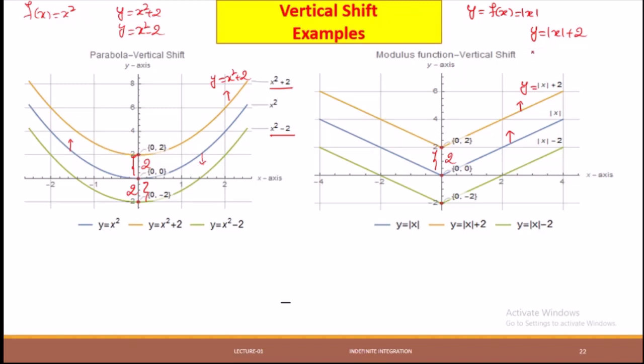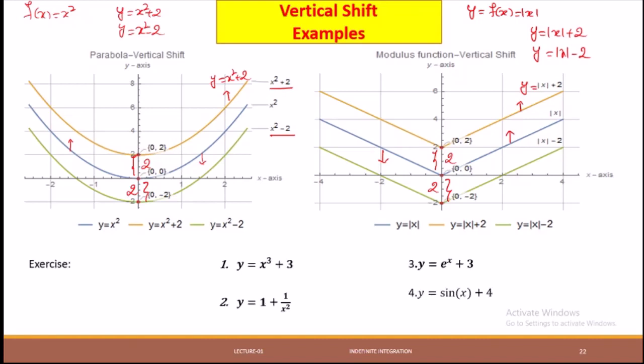Now I would like to plot the graph of y is equal to mod x minus 2, and as per that statement this graph shifts vertically downwards. This is represented by the green color curve. So in this case it is shifted in the downward direction. Hope you have understood the vertical shift graphical transformation with these two examples. Now here are the exercise problems.